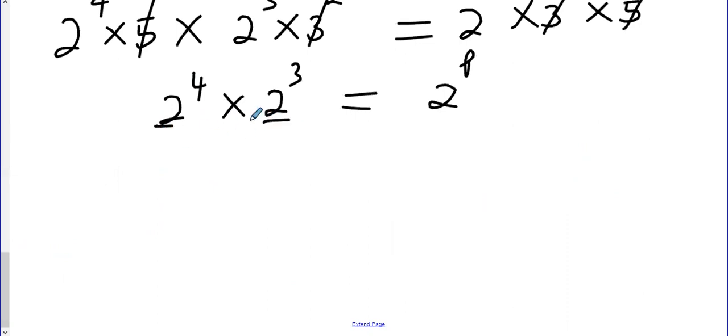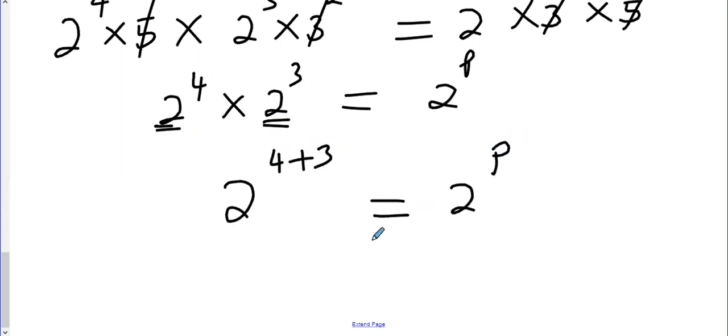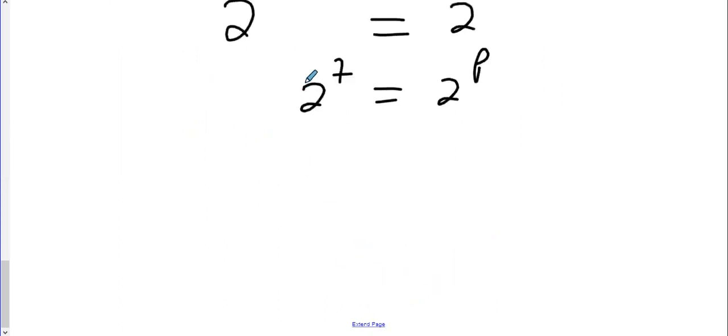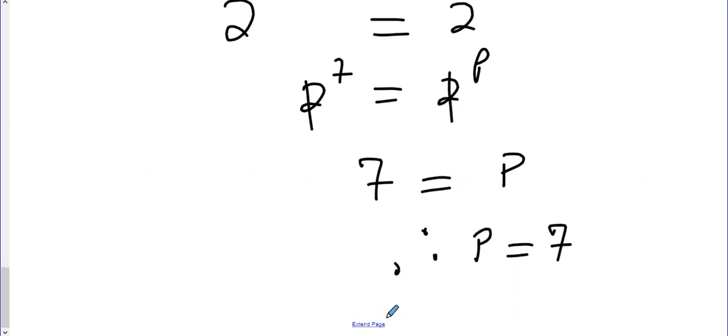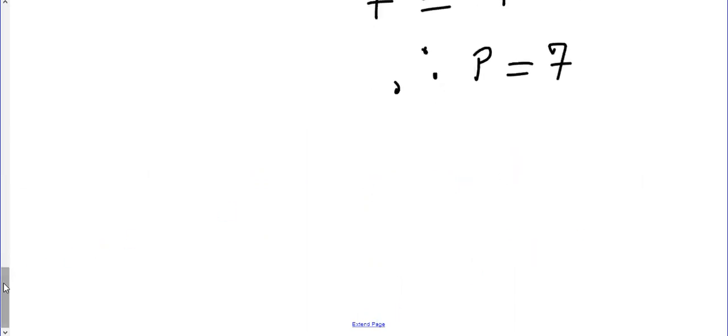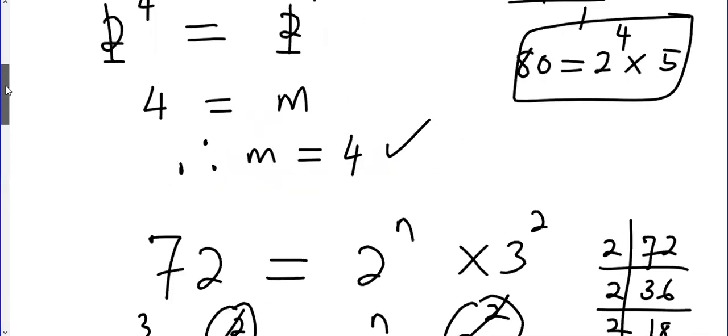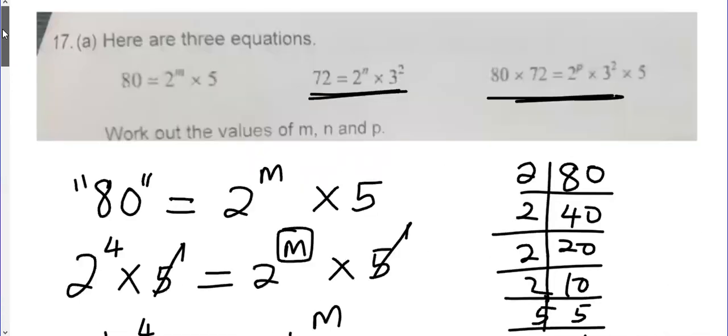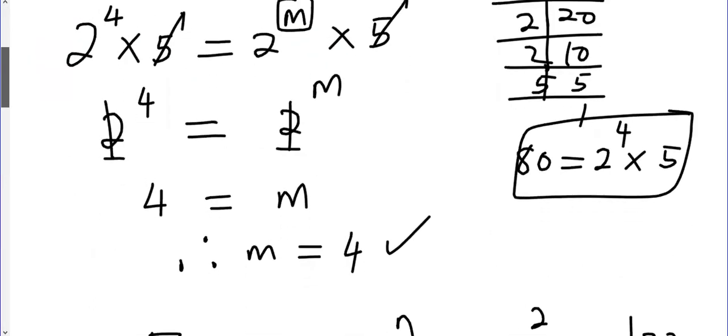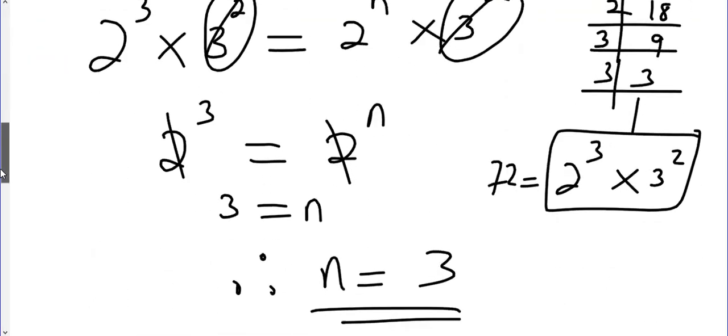So combine these two bases because it is multiplication, so you'll be adding the exponents. We have 2 to the power of 4 plus 3 equals 2 to the power of p, and this will be 2 to the power of 7 equals 2 to the power of p. If you cross out these twos, you end up getting 7 is p, and therefore p equals 7. So we conclude that p is 7, m is 4, and n is 3. Those are the solutions.